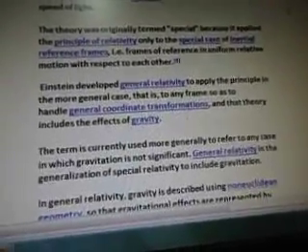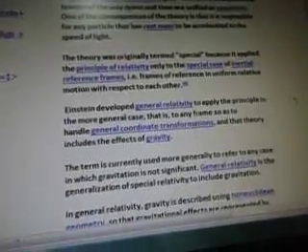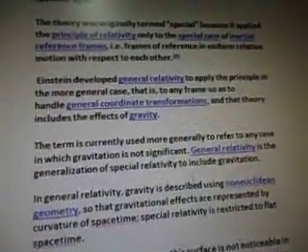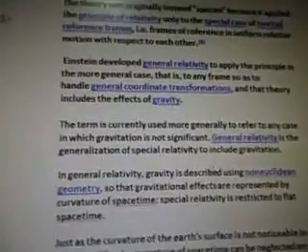Okay? So Einstein developed general relativity to apply the principle in the more general case, that is, to any frame, so as to handle general coordinate transformations. And that theory includes the effects of gravity.